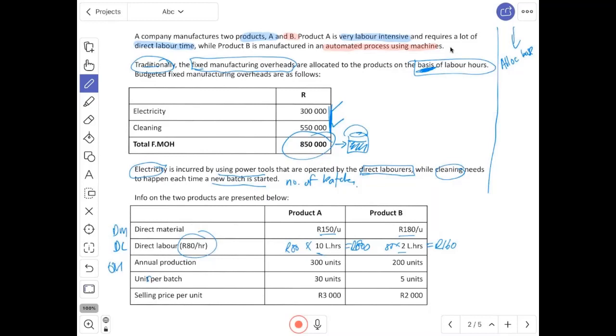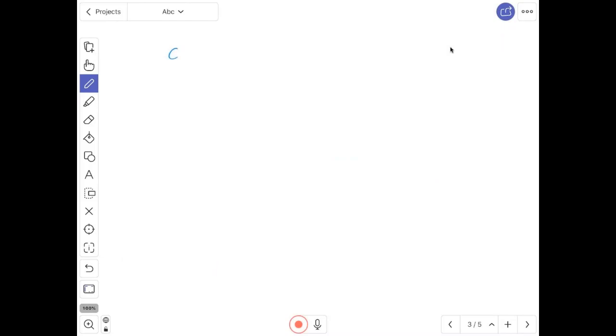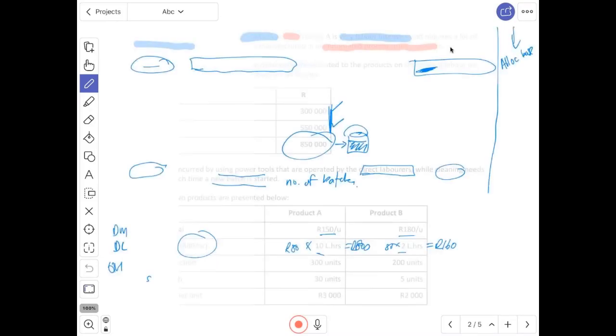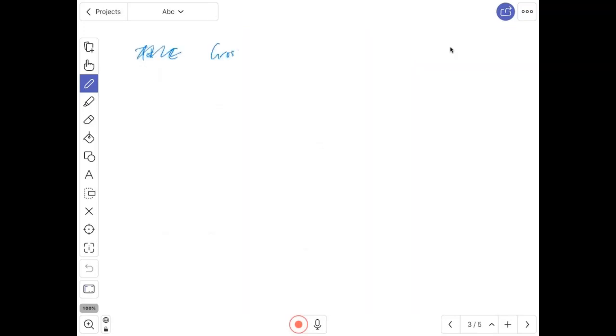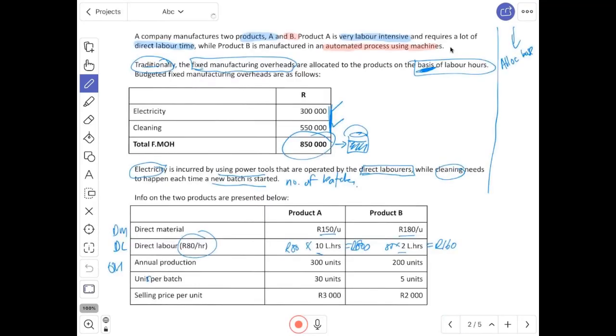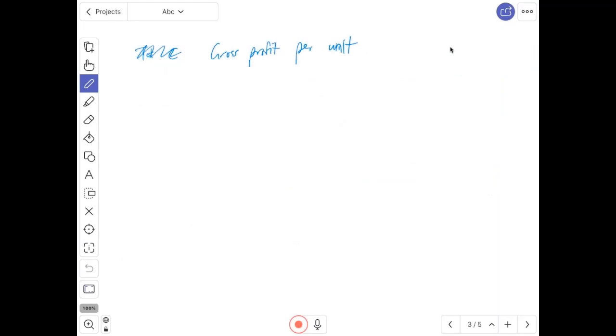We want the total. Okay, wait. Let's say gross profit per unit using the traditional method of overhead allocation and the activity-based costing. So that's usually what they ask in a question, in an exam. They ask you to calculate, and okay, let's do this. This is just exam technique.